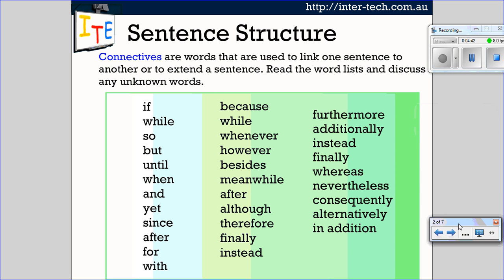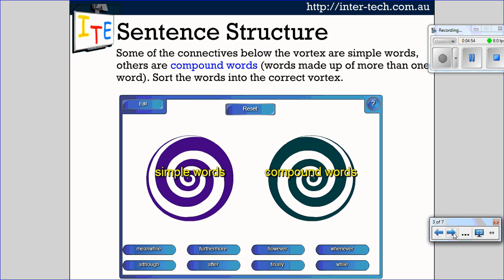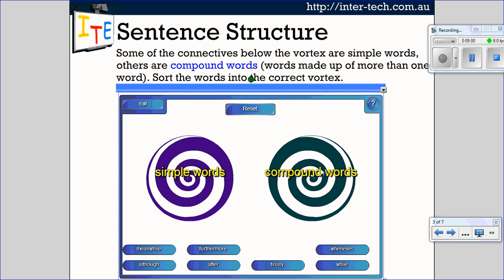this one here we're looking at connectives, which are words to link one sentence or another or to extend a sentence. This activity looking at compound words. Again, I've used the vortex so students can drag the words, whether they're a compound word or a simple word.